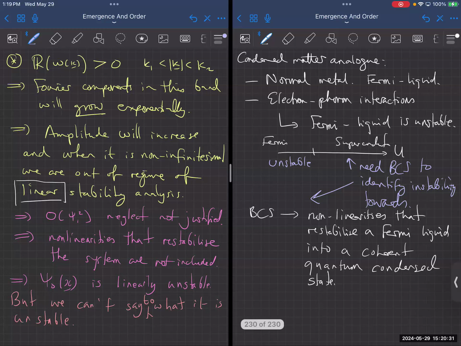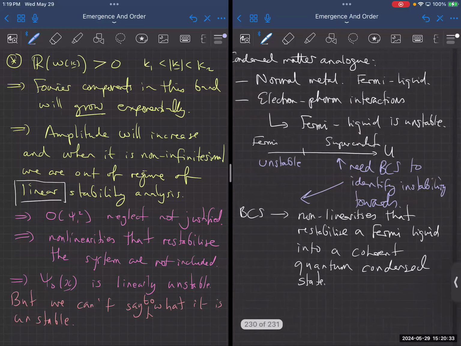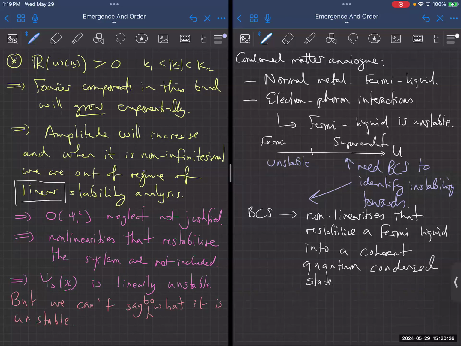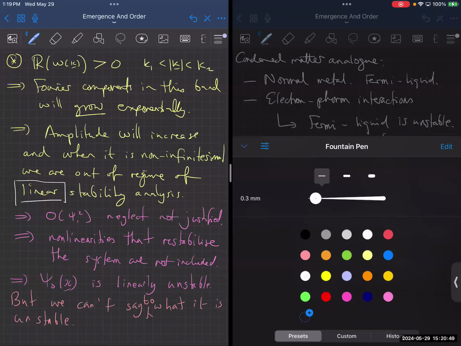So again, in condensed matter, we do know how to include the nonlinearities relatively easily, and so these are the two main cases: linear stability and linear instability. I'll come back to your question in a second.